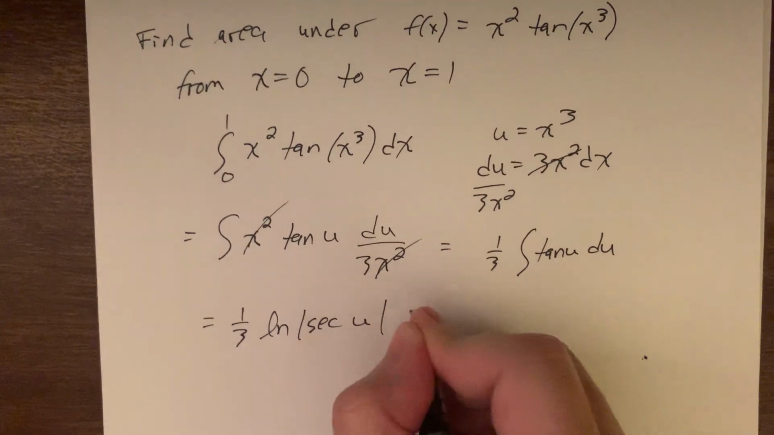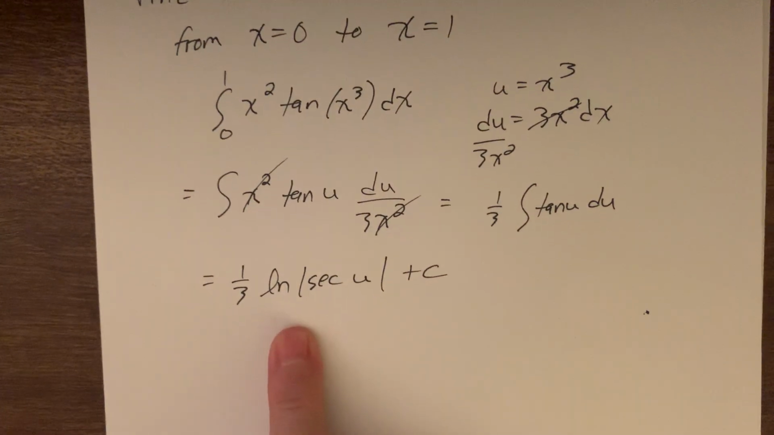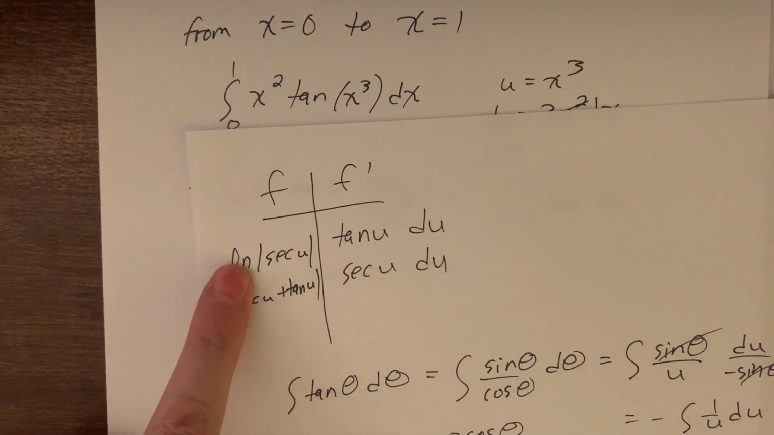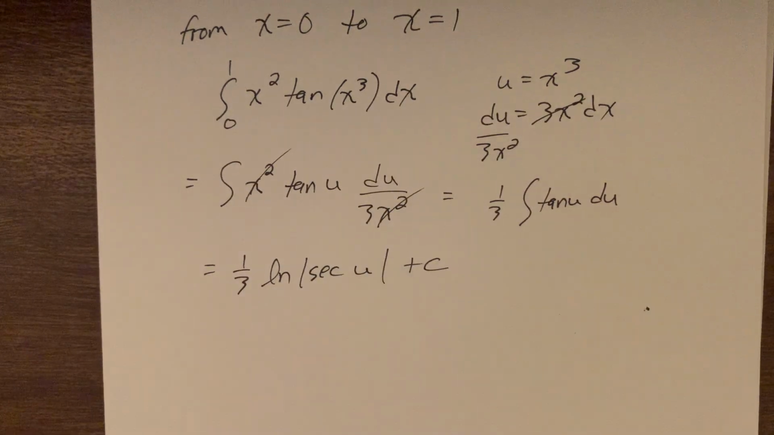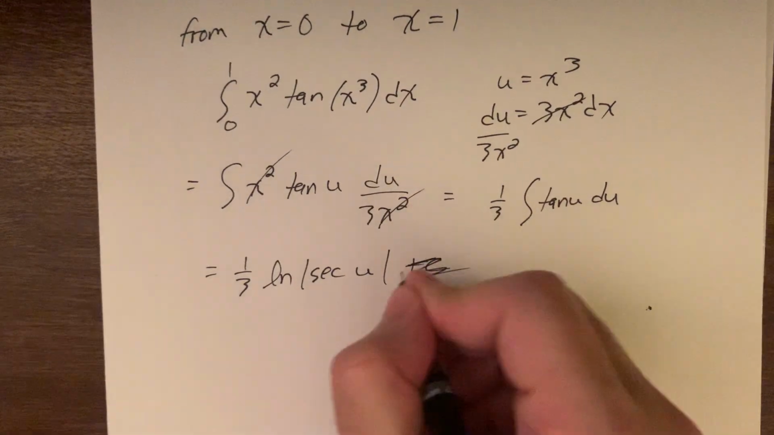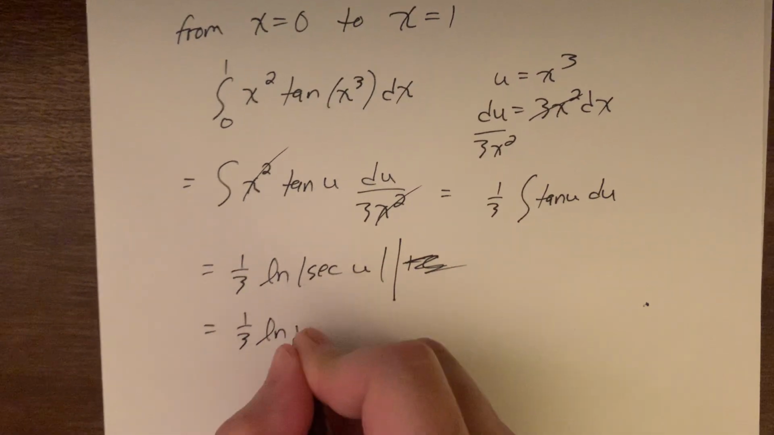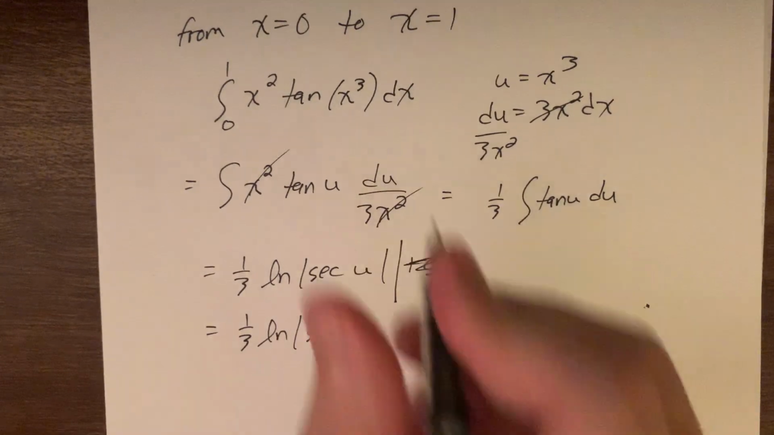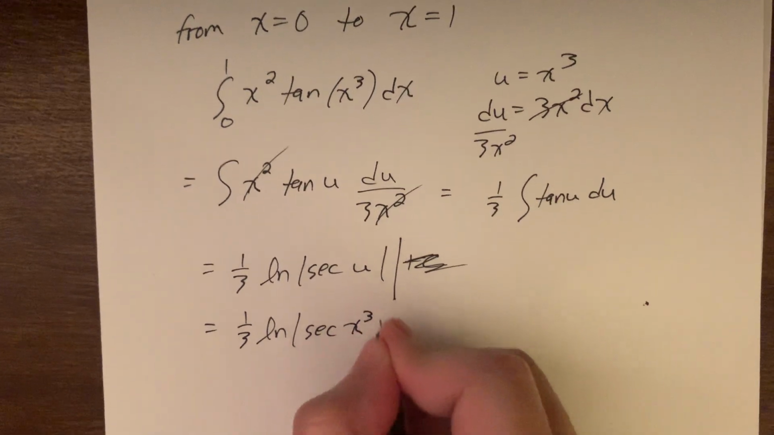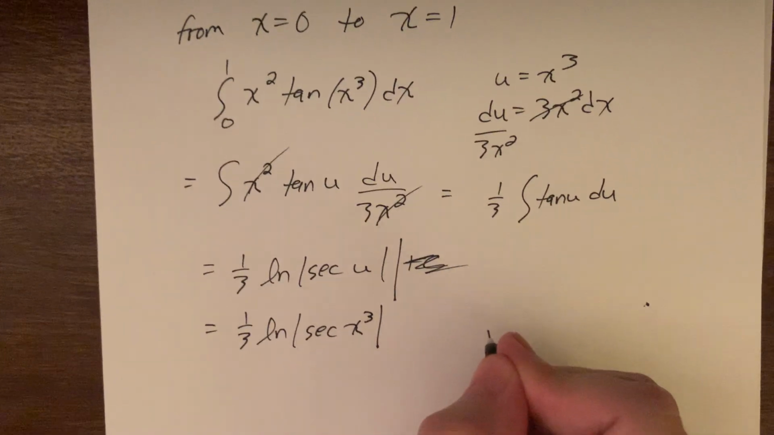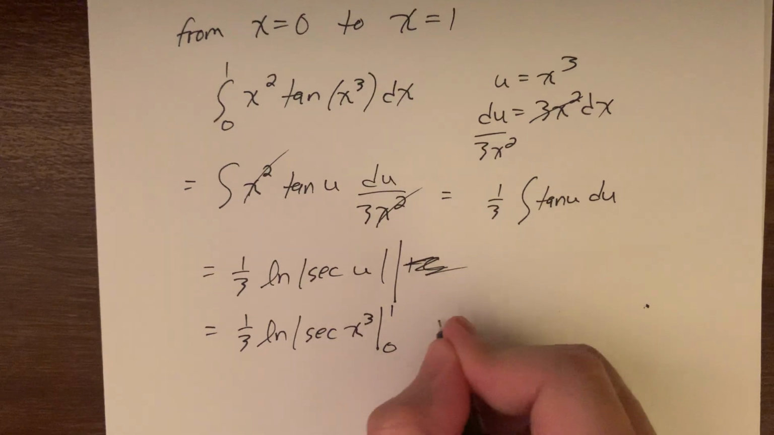Secant of u. There's my antiderivative, right? Just from that previous page. Still would back, I'm sorry, wait, not plus C. This was a definite integral. And then as I back sub, that'll be secant of u, so secant of x cubed, and I've still got my bounds 0 and 1.